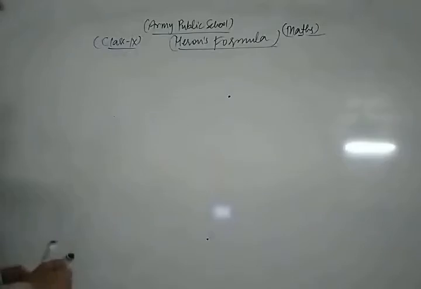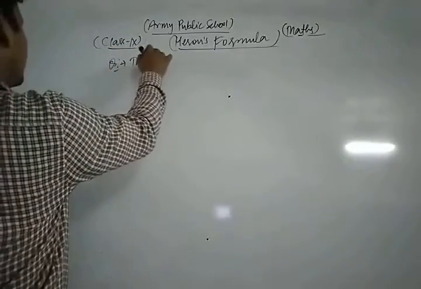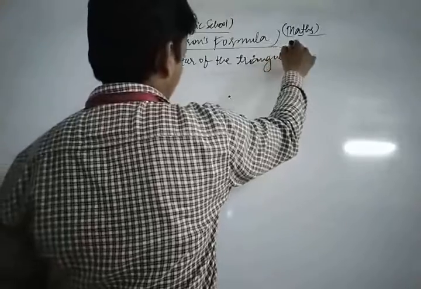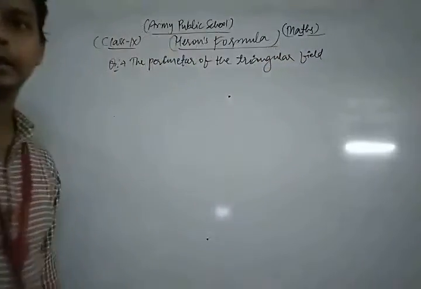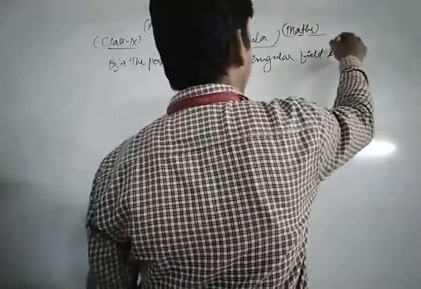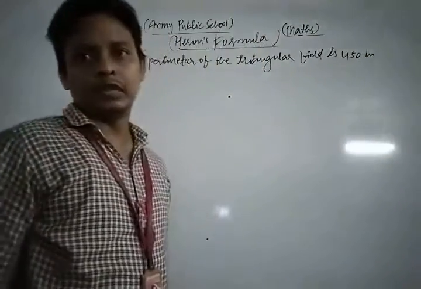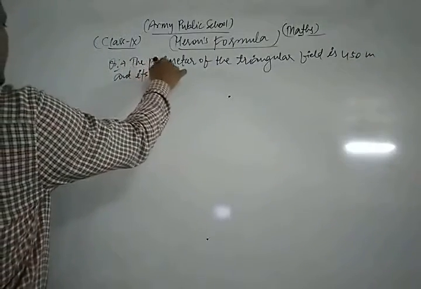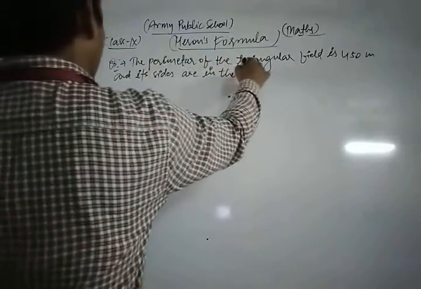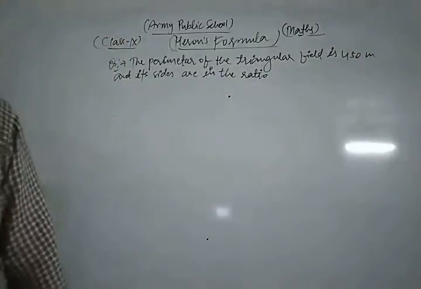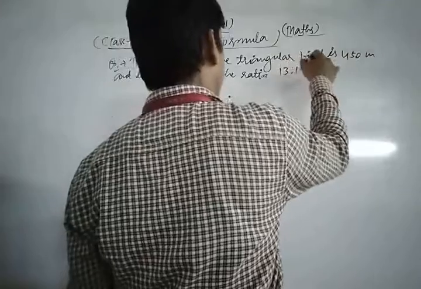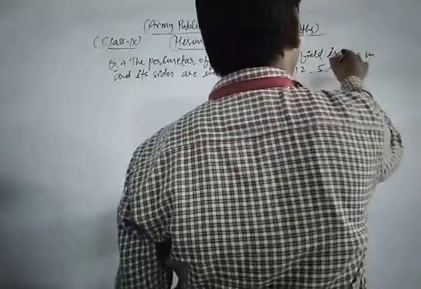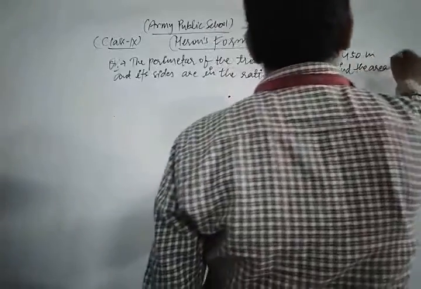The perimeter of a triangular field is 450 meters, and its sides are in the ratio 13:12:5. Find the area of the triangle.